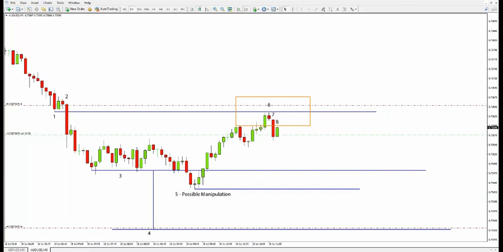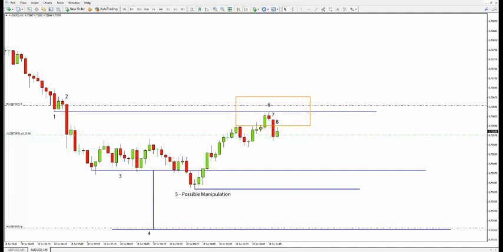In number 4, we draw the outer line of the equidistant horizontal channel to pinpoint a target that will give us at least a 1-to-3 risk-reward ratio on this trade. Number 5 shows a possible market manipulation of the support line marked in number 3. Notice how price breaks down the line and then immediately goes back up in an organized manner.